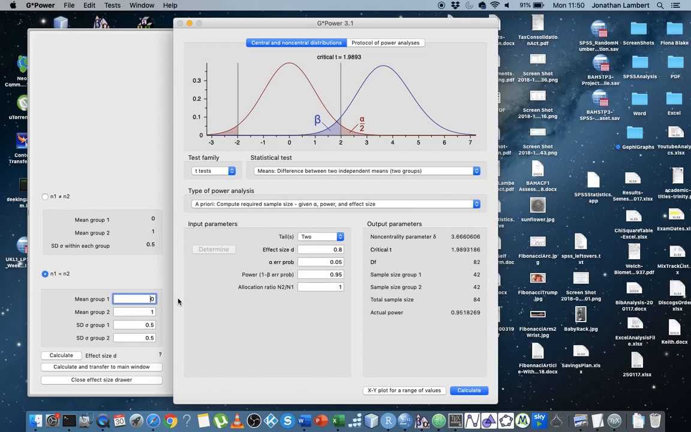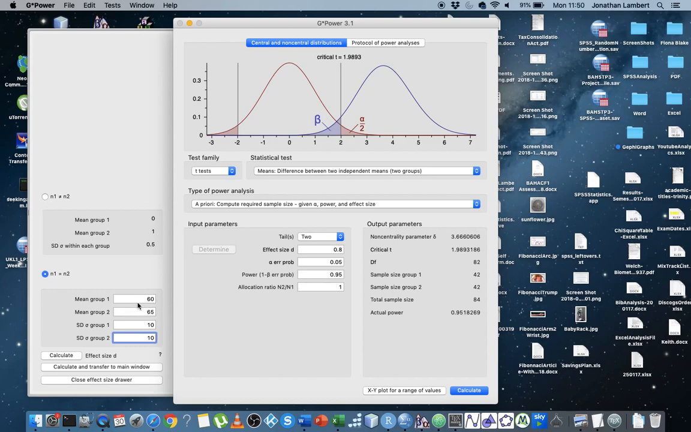It's asking me for the mean of the first group. Let's say the male scored 60%. Let's say the female scored 65%. Let's say the standard deviation between both groups is 10. And then we want to calculate the effect size. We just hit calculate. So we know this is an estimate.